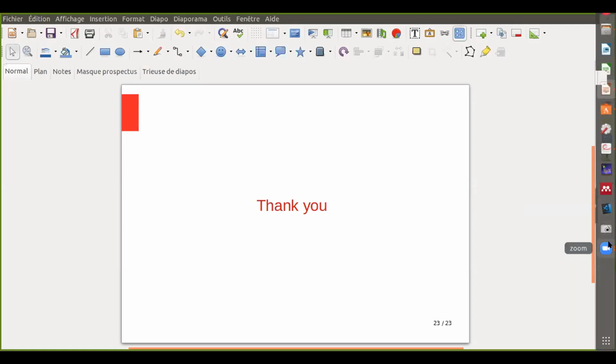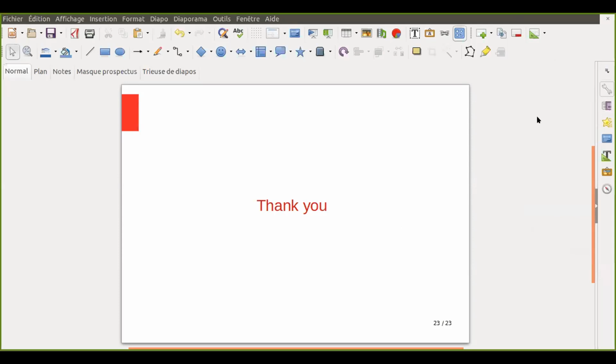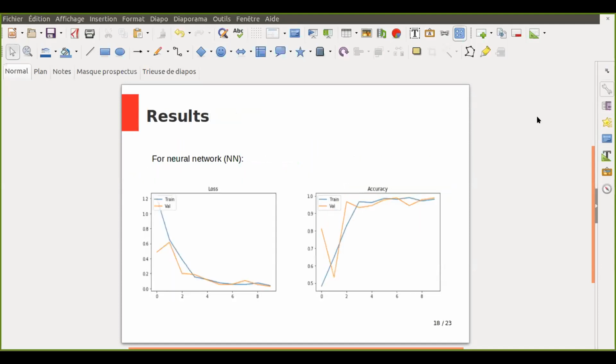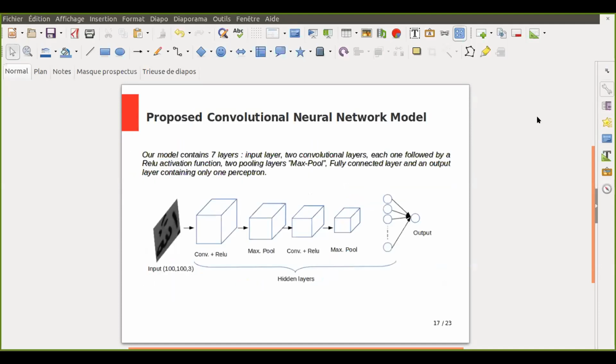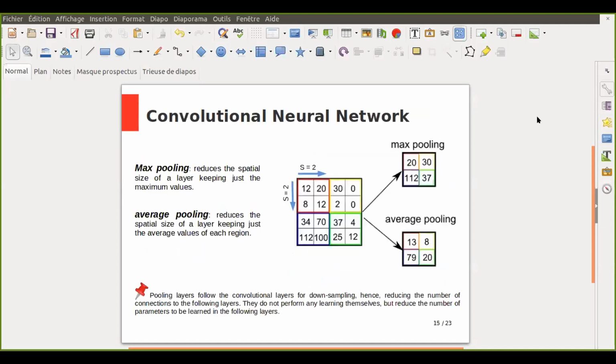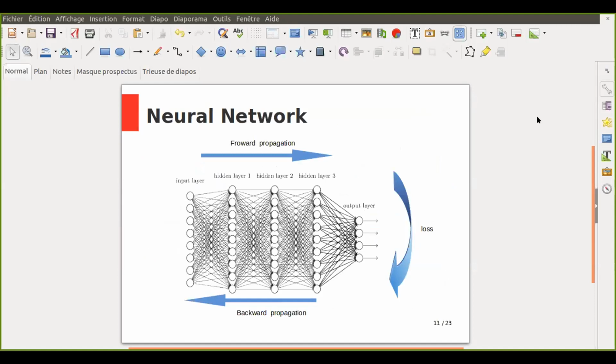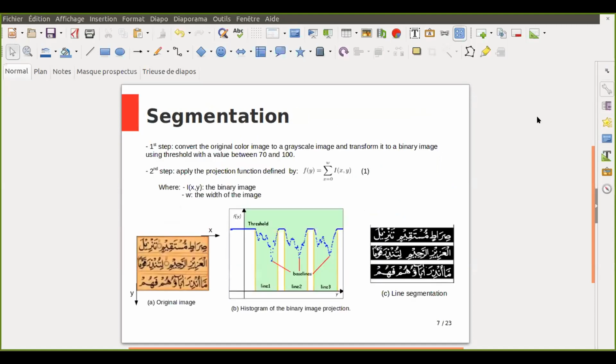Yes, Mr. Marwan, I have some questions. Yes, please. The first one, why do you convert the original color image to a grayscale image to make segmentation? This will facilitate, simplify the computing for the projection function. Just to facilitate it.